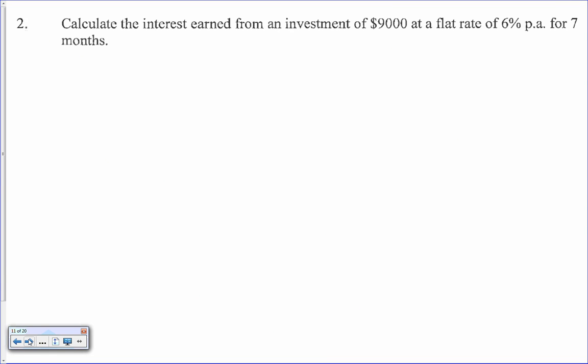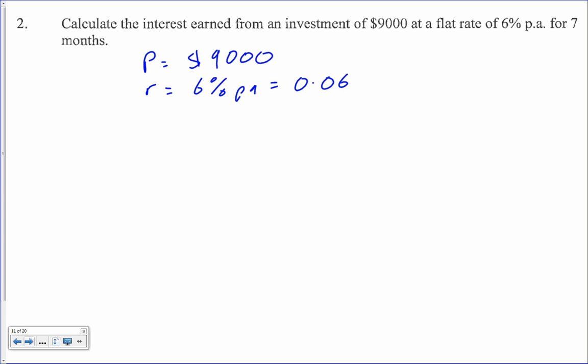Question 2. Calculate the interest earned from an investment of $9,000 at a flat rate of 6% per annum for 7 months. So again, we go through. Principal equals 9,000. Our rate equals 6% per annum. So that's going to be 0.06. And time equals 7 months. So that's going to be 7 over 12.